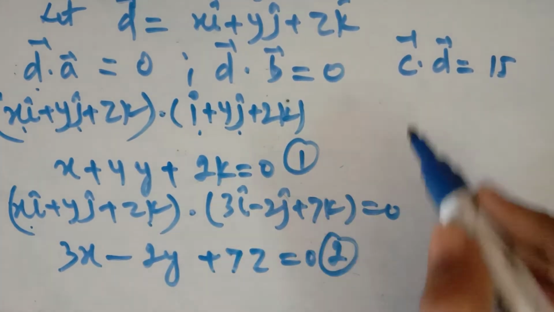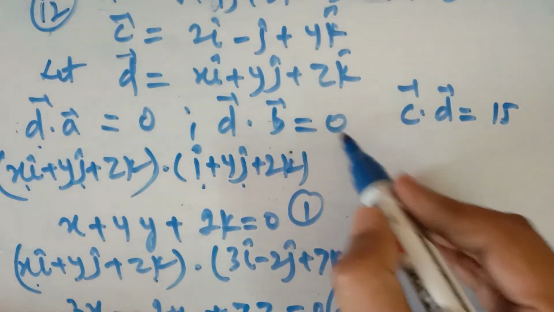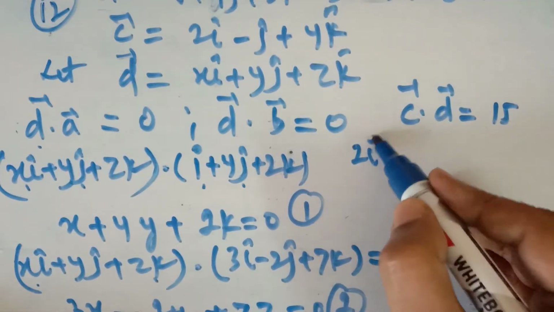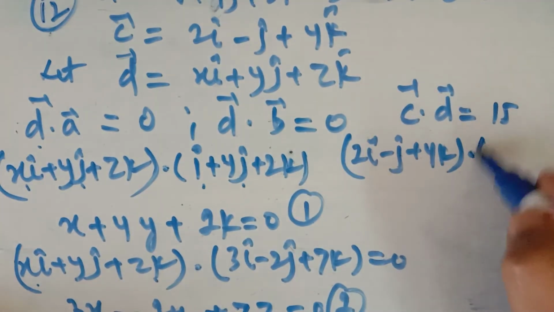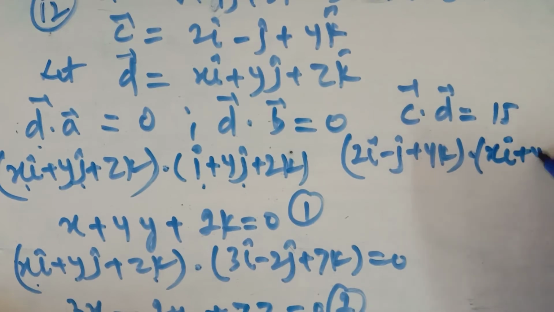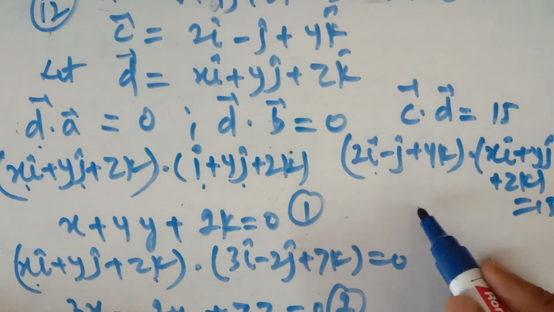This is the equation number 3. Similarly, c dot d will be equal to how much? It will be 2i minus j plus 4k dot with d, where d is xi plus yj plus zk, equal to 15. So when you find the dot product of these two, it will be equal to how much?